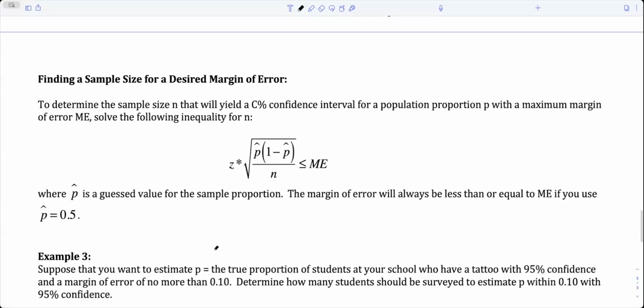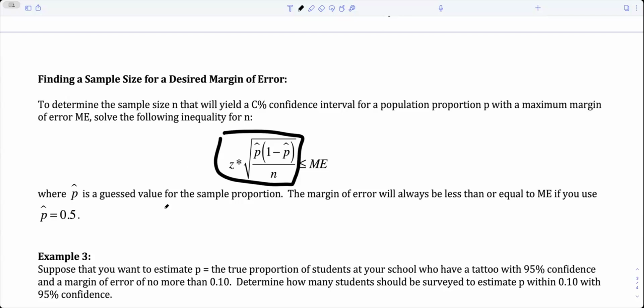Last thing. This actually has a lot of practical applications. To determine the sample size that will yield a certain confidence interval for a population proportion P with a maximum margin of error, solve the following inequality for n. Okay, so we've got Z critical value times square root of P hat times 1 minus P hat over n must be less than or equal to the margin of error, where P hat is a guess value for the sample proportion. The margin of error will always be less than or equal to if you use P hat equal to 0.5 here.